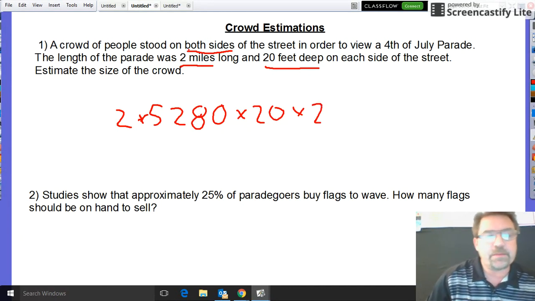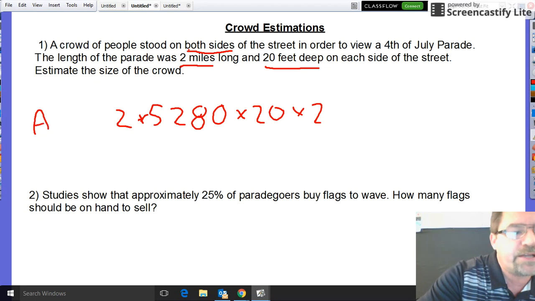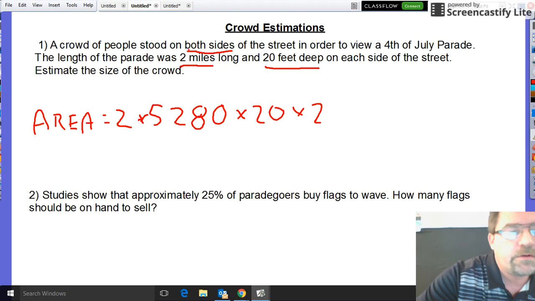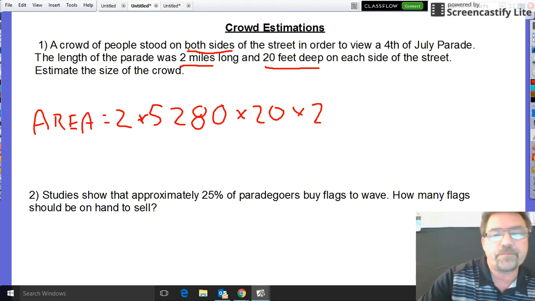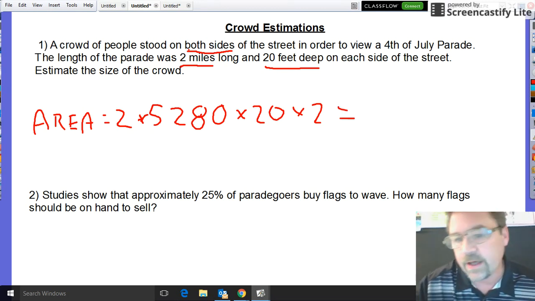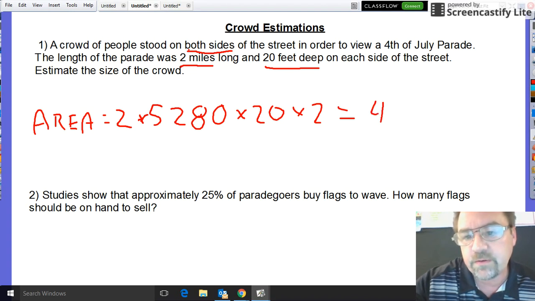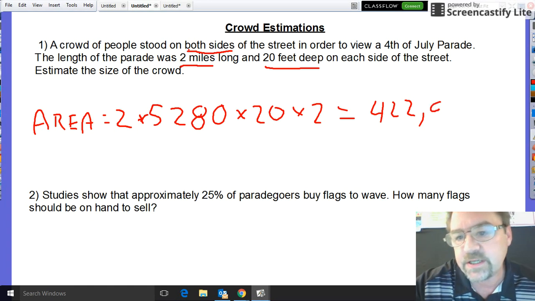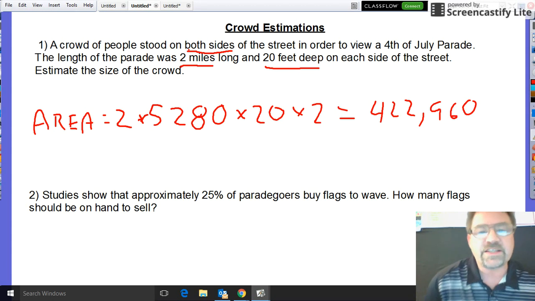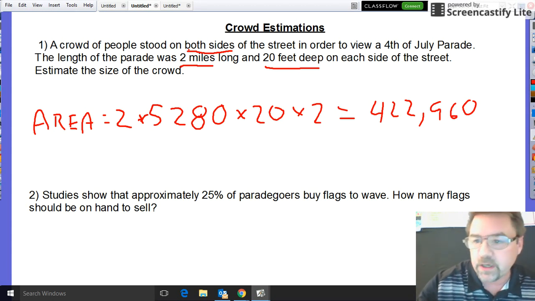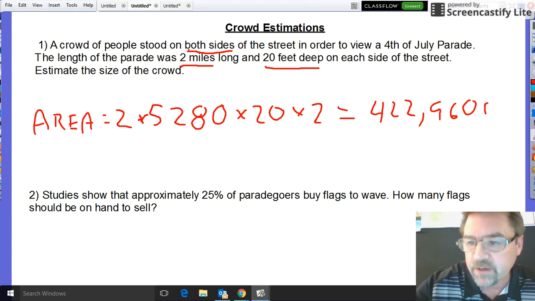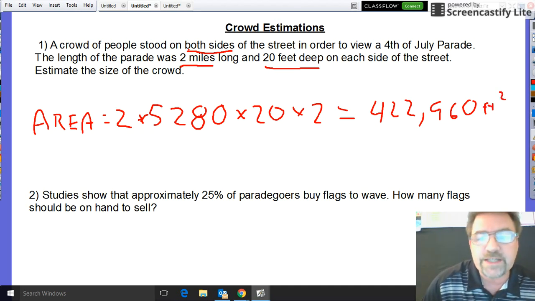So, and that's basically going to be the area of the parade. So basically what you want to do is find the area of the parade by taking the dimensions in the problem. And when you multiply that all out, it comes up to be 422,960. And that's square feet. Feet squared. There you go. So that's the area of the parade.